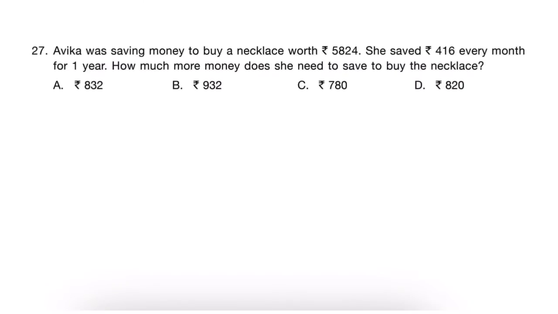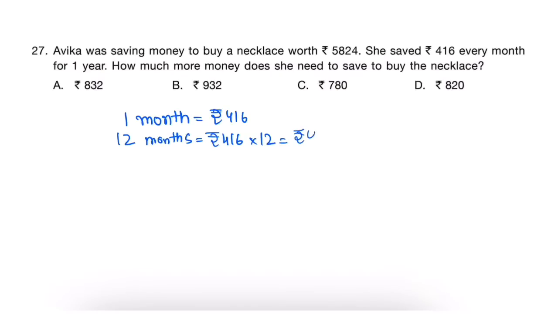Question 27. Avika was saving money to buy a necklace worth rupees 5,824. She saved rupees 416 every month for 1 year. How much more money does she need to save to buy the necklace? In 1 month, she saved rupees 416. So 12 months is equal to rupees 416 into 12. That is rupees 4,992. She saved 4,992 in 1 year, but the total price of the necklace is 5,824. So how much more money does she need to save? We'll subtract 4,992 rupees from 5,824 rupees. That is 832 rupees. Correct answer is option A.